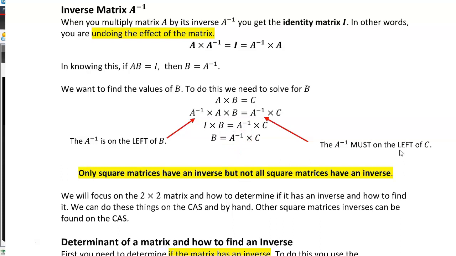All right, so only square matrices have an inverse. Only square matrices can have an inverse, but not all square matrices have an inverse. Now, we're going to focus on the 2 by 2 matrix. Why? Because that's how we can do it by hand. When we get to general maths and you have a CAS, then you can do all the others on your CAS. However, your 2 by 2 matrix, to find an inverse, we can do that by hand relatively straightforwardly.